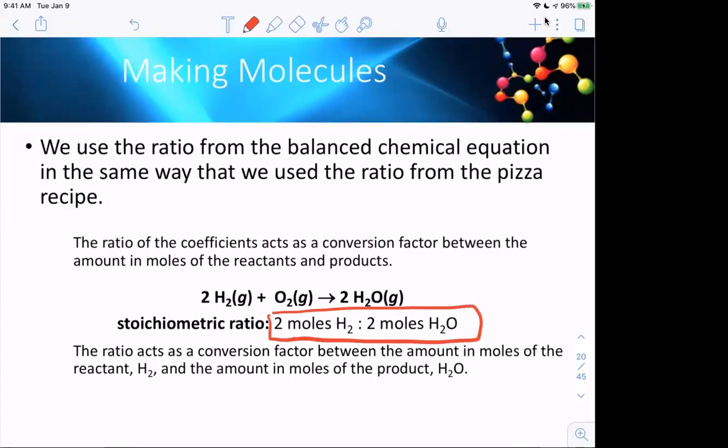This particular ratio is looking at the moles of the reactant H2 and the moles of the product H2O. So I'm looking at the relationship between those two substances. But I can use any of the coefficients in this way, and I can relate amounts of any reactant to any other reactant, any product to any other product, or any reactant to any other product.